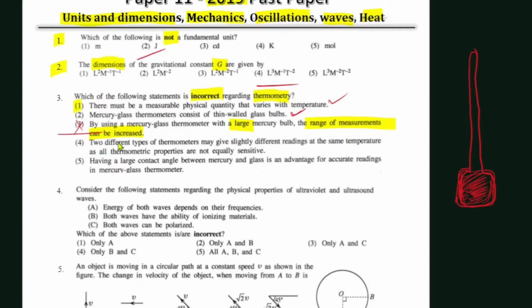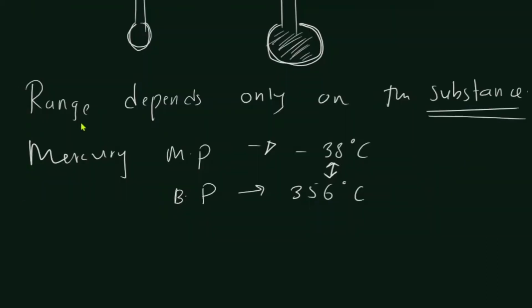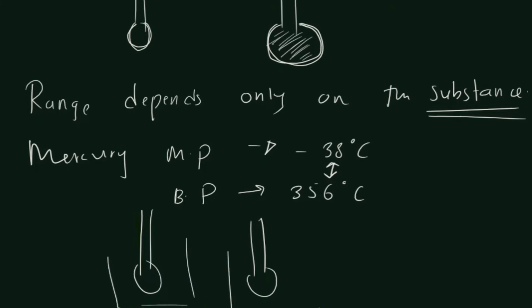fourth solution. They're saying two different types of thermometers may have slightly different readings at the same temperature, as all the thermometric properties are not equally sensitive. Exactly, that's exactly correct. So if you use two identical thermometers, right? If you use two identical thermometers and you measure the same temperature of the same, maybe same.